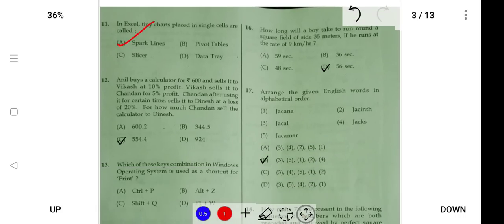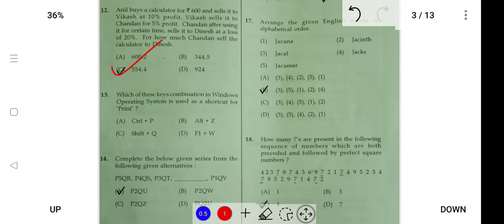Anil buys a calculator for rupees 600 and sells it to Vikas at 10% profit. Vikas sells it to Chandan at 5% profit. Chandan, after using it for a certain time, sells it to Dinesh at a loss of 20%. So how much does Chandan sell the calculator for? So it is 554.4.